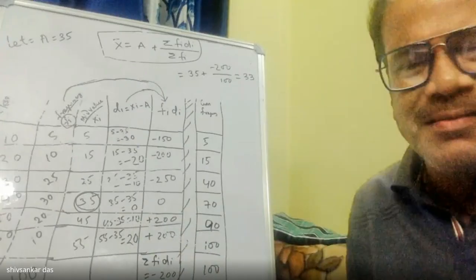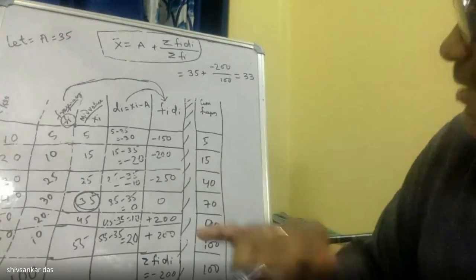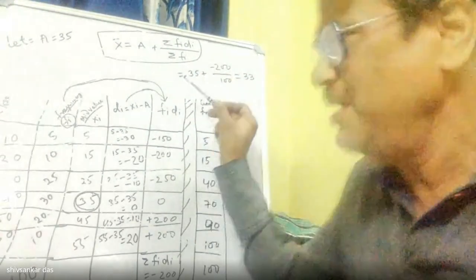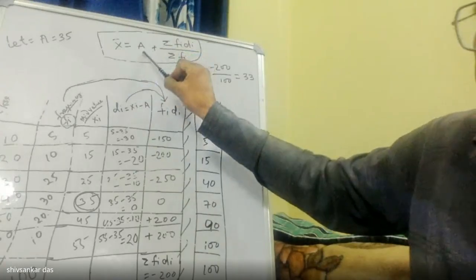Sir, taking 25 will also give the same answer, 33? Yeah, I'll come to that. If I take 25 here, you see the formula. Are you able to see the formula? Yes, sir. Mean is equal to A, which is arbitrary.